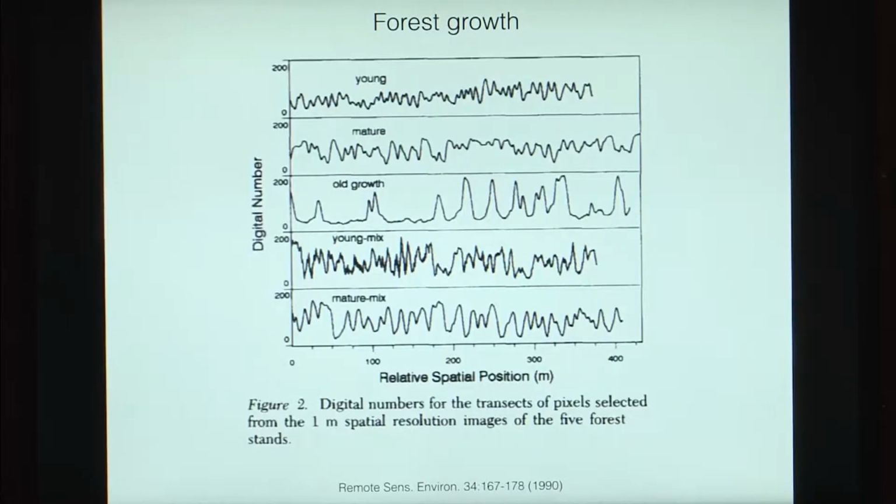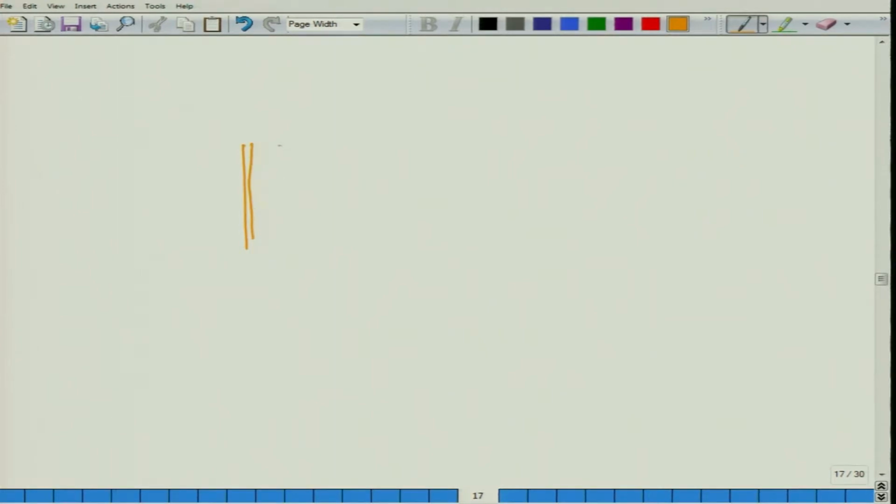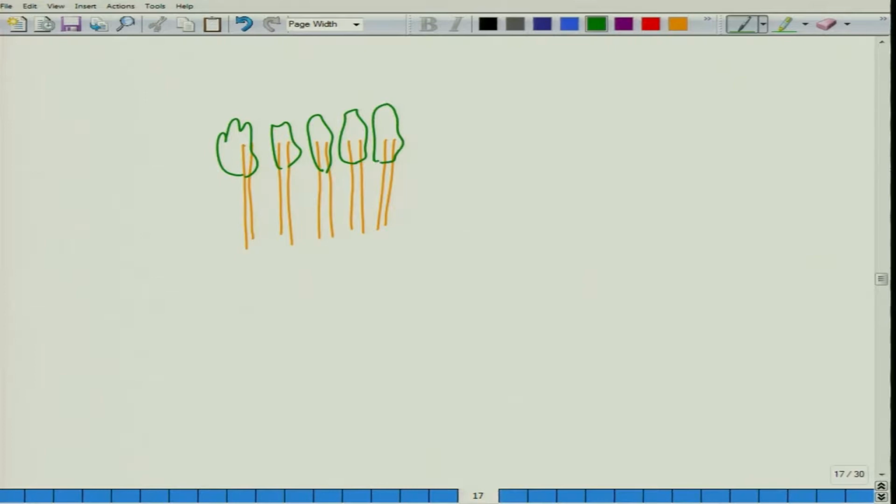We can also use lidar to understand forest growth. So, for instance, in this figure on the top panel we are seeing a young plantation followed by a mature plantation followed by an old growth. So, why do we get this image? So, for instance, in a young plantation we would be seeing very thin trees that are close together. So, this is a young plantation.